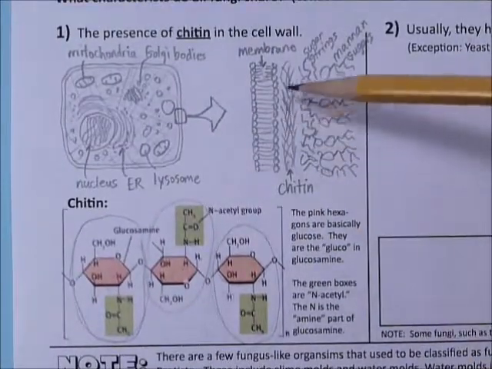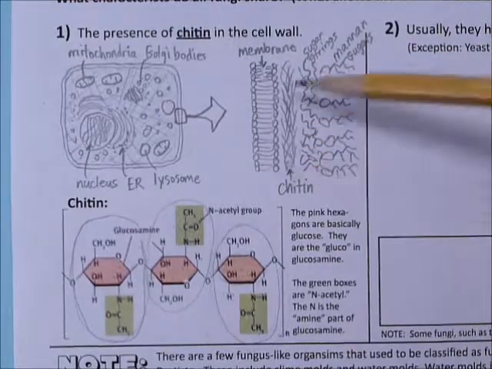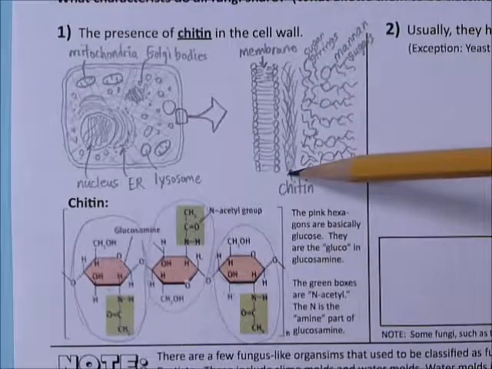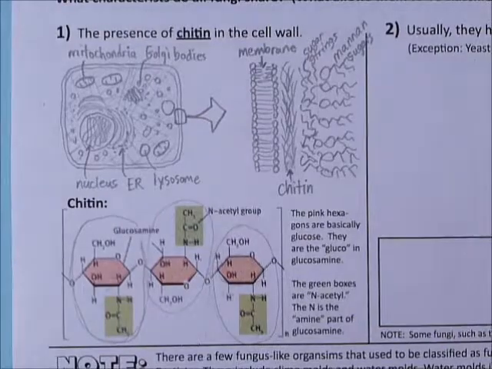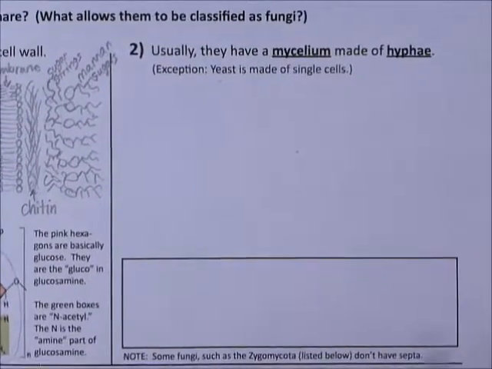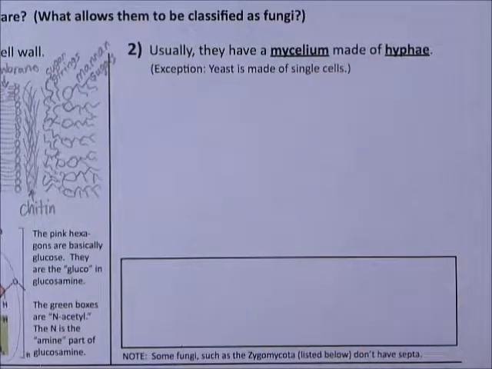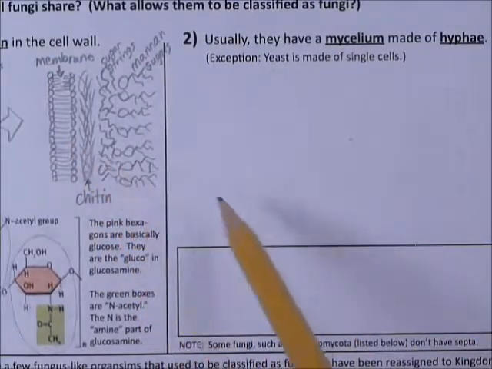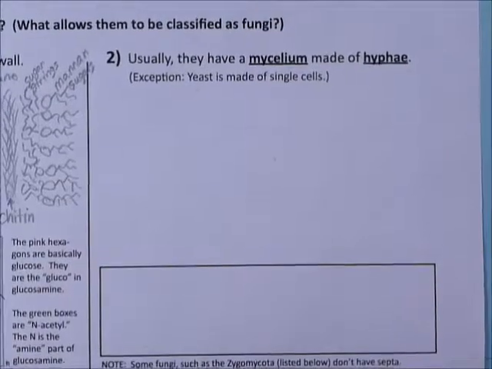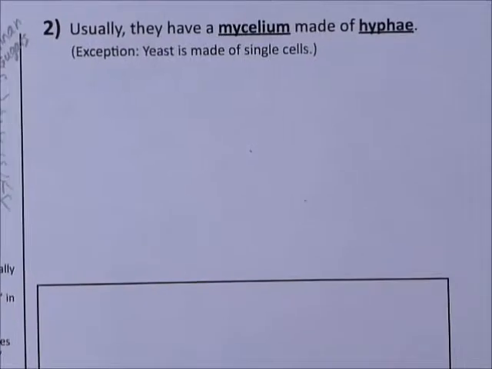So this is what makes a cell a fungal cell. If you've got a layer of chitin around your membrane, you belong in kingdom fungi. The other thing that puts you into that kingdom is that your body looks like a mycelium made of hyphae. Now this drawing is going to be much easier than this one. The hardest part of the lesson is over now. That was the toughest. This is going to be much simpler to draw and to understand.